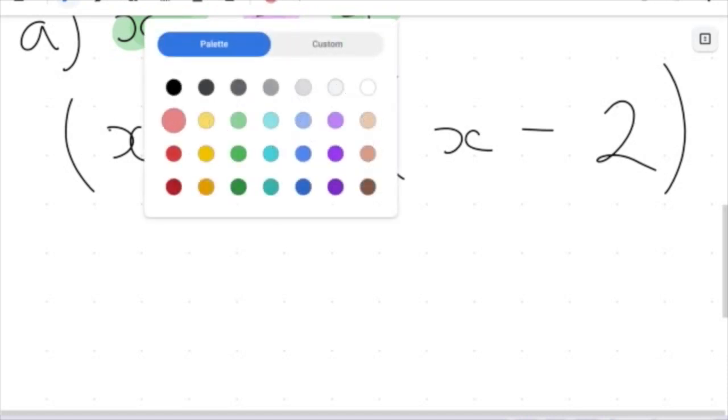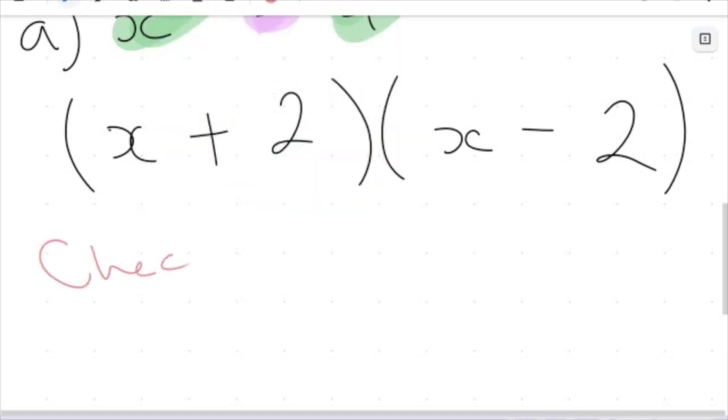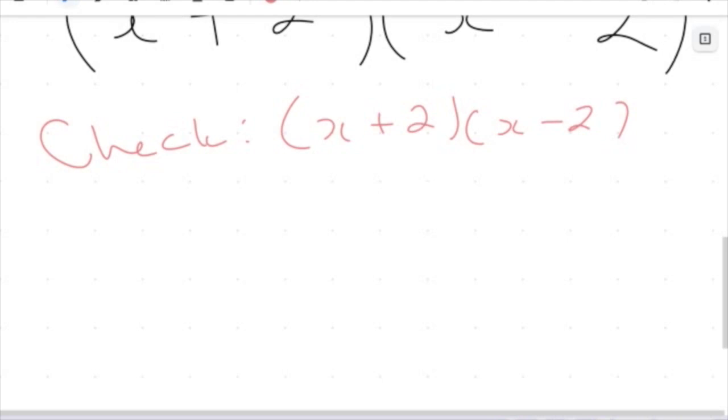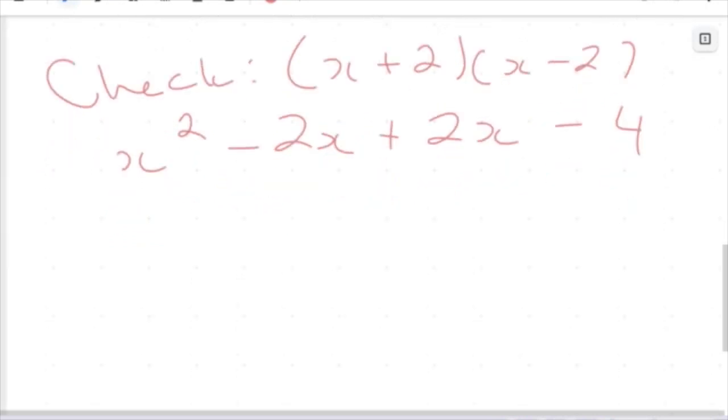Now let's just check that we've done it right, because you're probably looking at this and going, well, how can you be sure of this? Well, let's just check. x plus 2, x minus 2. Expanding this with our FOIL method that we did before, x times x gives me x squared. x times negative 2 gives me negative 2x. x times positive 2 gives me positive 2x. And 2 times minus 2 gives me negative 4.